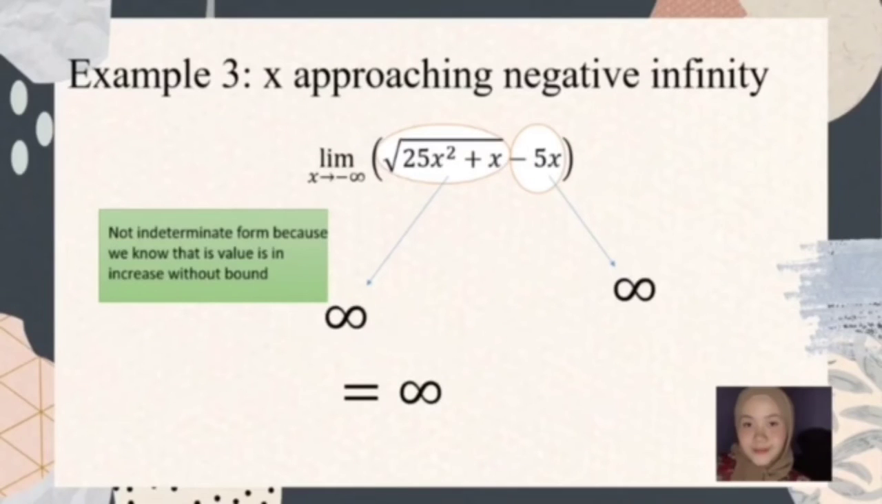Now for this expression as x goes to negative infinity, we can see that the square root of 25x squared goes to infinity, and the negative 5x is also a large positive number that gives infinity. This form is not indeterminate because the value increases without bound, and this limit is infinity.